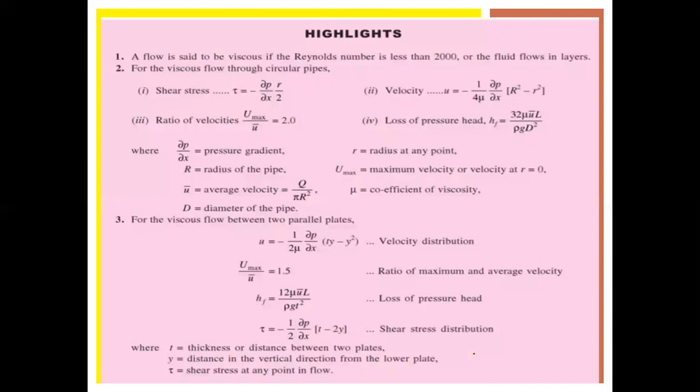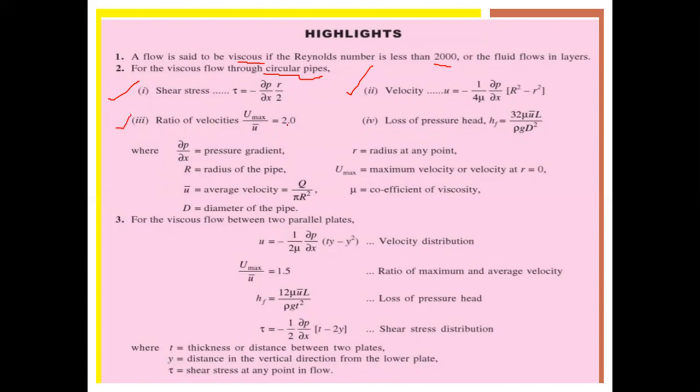Next, from this, some of the definitions and formulas. A flow is said to be viscous. When do we say a flow is viscous? If the Reynolds number is less than 2000, we will say the flow is viscous. Next, for a viscous flow through circular pipes, shear stress tau is equal to minus dou p by dou x into r by 2. For velocity, u is equal to minus 1 by 4 mu dou p by dou x into (R square minus r square).